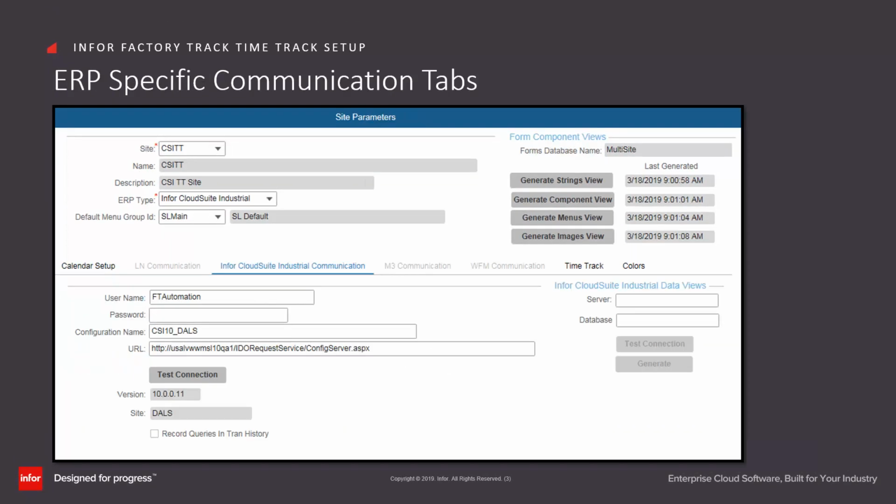Each of the ERPs have their own communication tabs. These contain technical information used by Time Track to communicate with the ERP. This information is set by the installer. Select the Test Connection button to confirm successful communication between Time Track and the ERP.